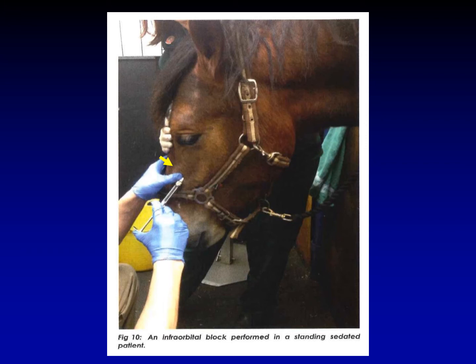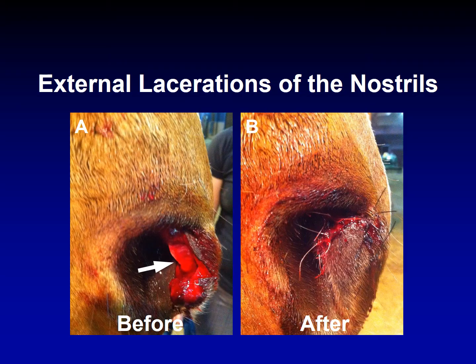If you have any injury in these areas, then this nerve block will be sufficient to fix them. Just like in this picture, for example, this is an external laceration in the nostril, shown on the left-hand side, and the right-hand picture shows it after suturing. Of course, the veterinarian utilized the infraorbital nerve block for this lesion.